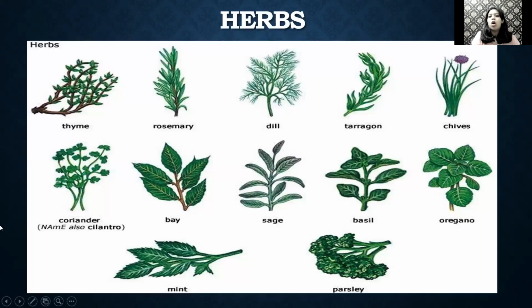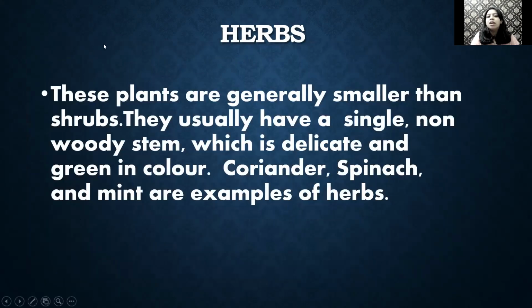Now, moving on to herbs. All of us have heard about rosemary, bay leaves, mint, parsley, basil, oregano, coriander. All of these are called herbs. What are they called, children? Herbs. Now, what are herbs? These plants are generally smaller than shrubs. Shrubs are already small and herbs are even smaller than shrubs.